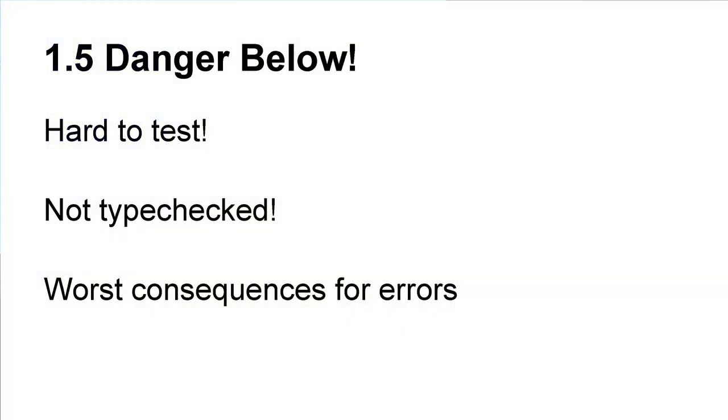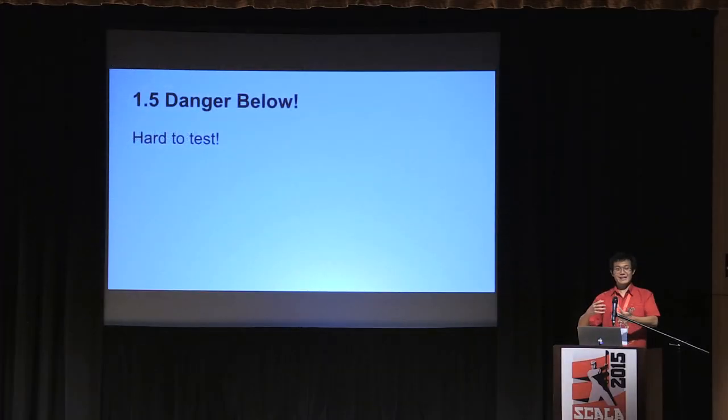Setting up an EC2 cluster and making sure everything's configured correctly is really much harder to test than a function which takes a case class and returns another case class. It is possible to test setting up an EC2 cluster, but because it's hard to test, people tend to do it less, and therefore it ends up being more fragile. All this stuff is not type checked.